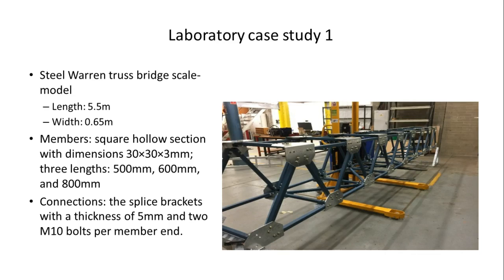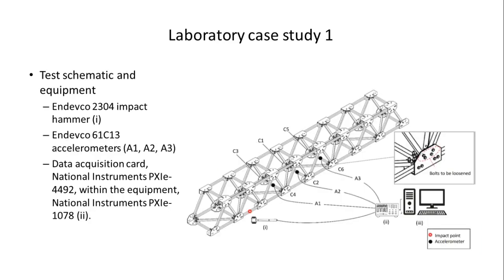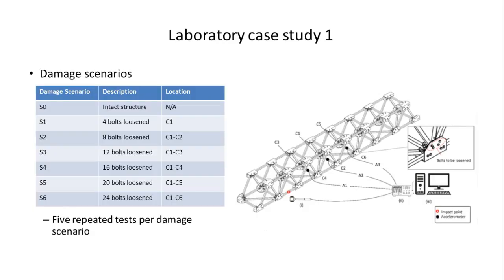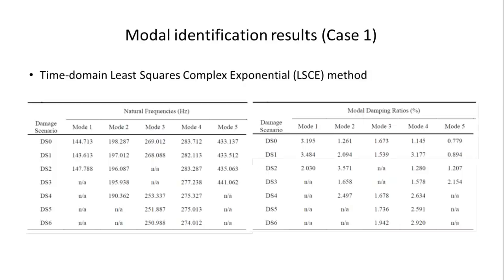Now we come to the laboratory test. First one is still the Warren truss bridge scale model, and we quickly go through that. So we put 3 accelerometers here, and the impact hammer is here. And we created 7 scenarios. One is the intact structure. The rest 6 are damaged scenarios. And for each scenario, we did 5 repeated tests.